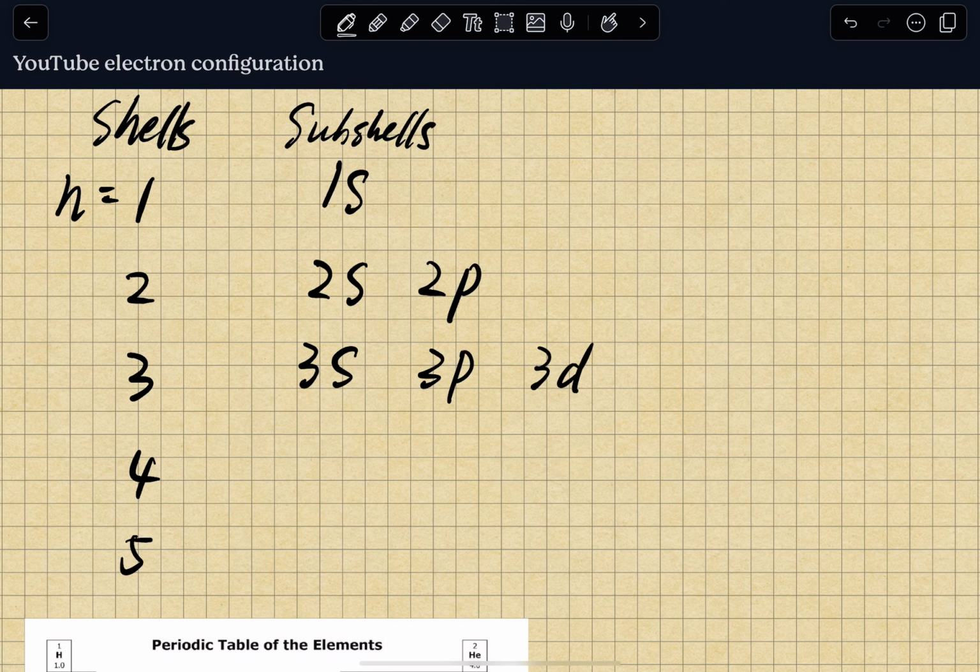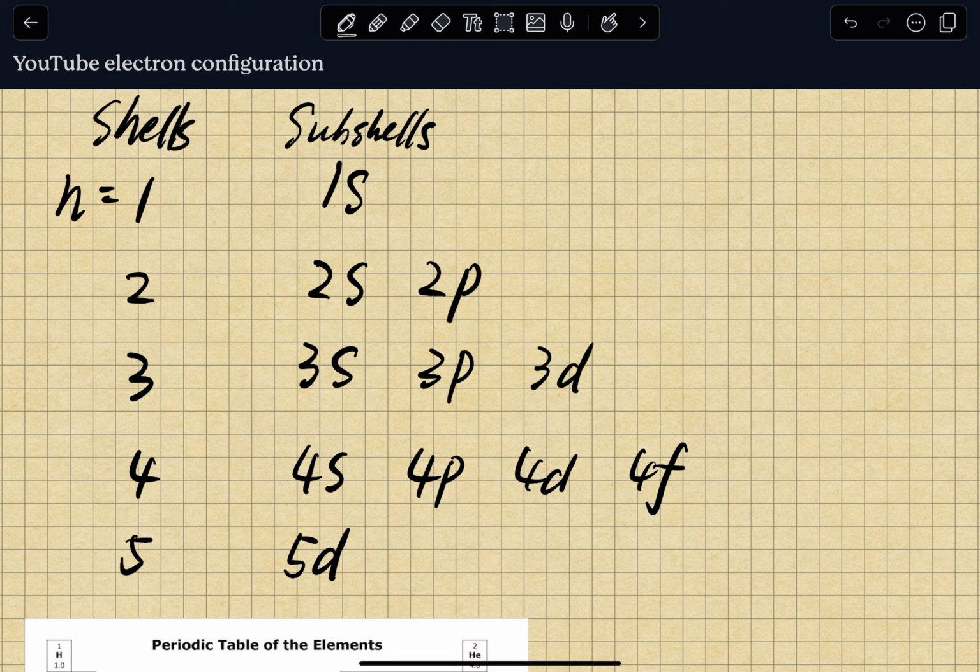3p and then 3d. And then the fourth shell we have 4s, 4p, 4d, and 4f. And then the fifth one has 5s, 5p, 5d, and then 5f. F is the maximum. There's no more g subshell. Okay, perfect. So that's the idea of subshells.